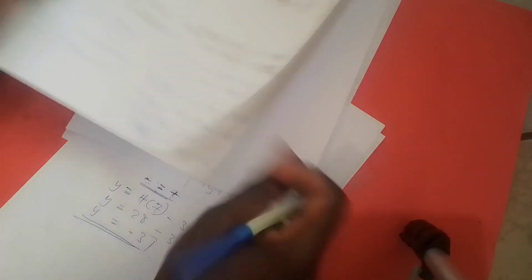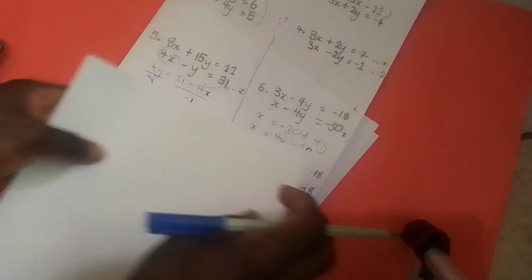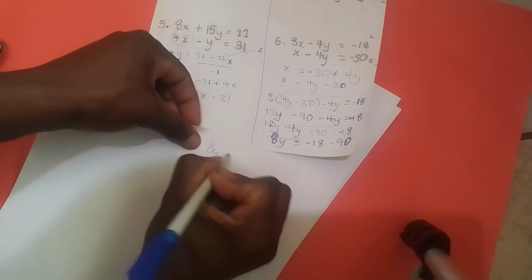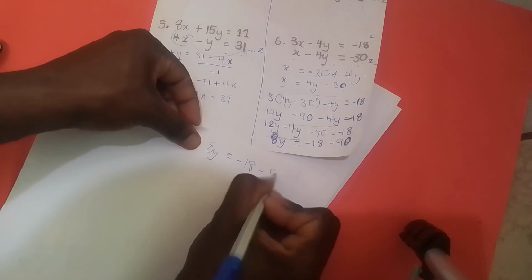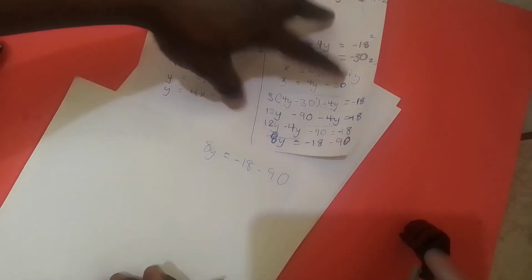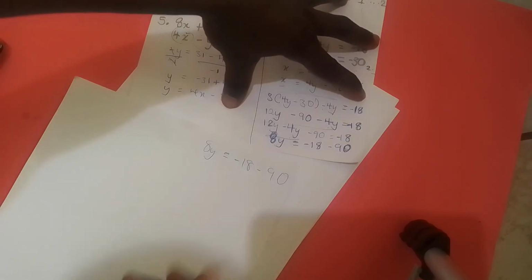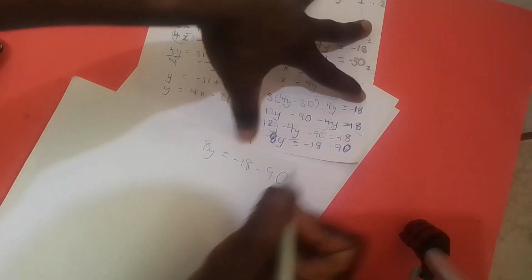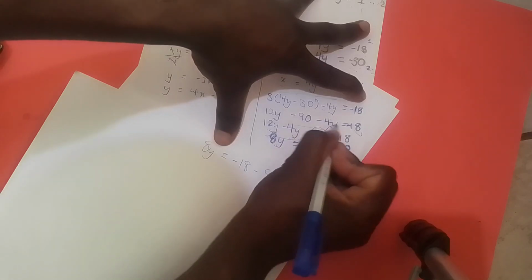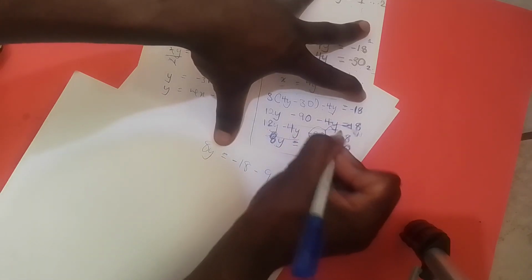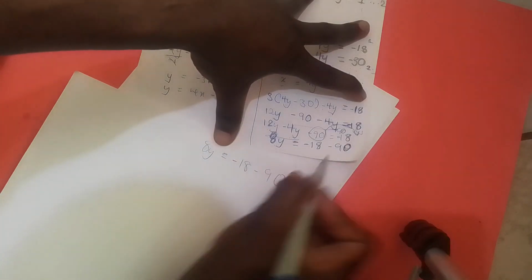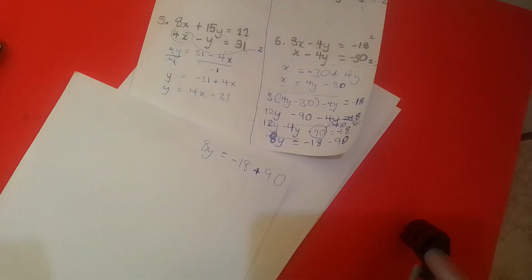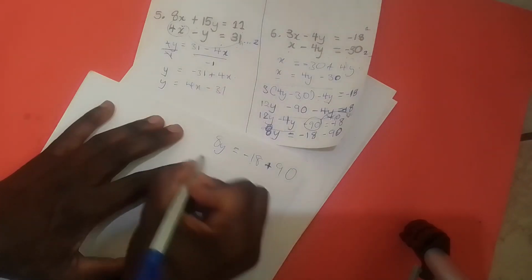Let me just take a clear page for clarity. So at this position, 8y is equal to negative 18 negative 90. There's a mistake here. Whoever is smart, you saw it. The 90 on this side did not change sign, it's negative 90, but the negative 90 goes across the equal sign and becomes positive 90. Which means 8y is equal to negative 18 plus 90. Okay, I hope this position is clear to everyone.